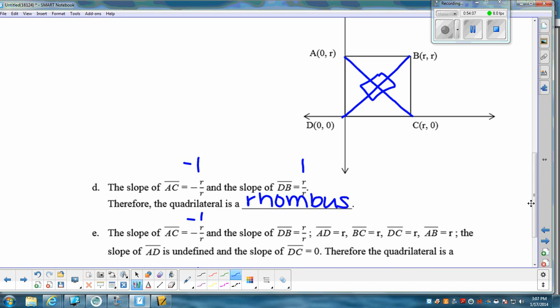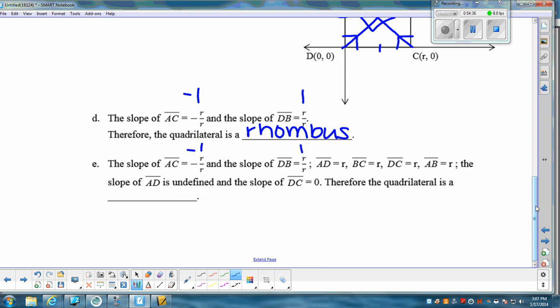Well, if we look at the information we have in the next problem, we again know that AC has a slope of negative 1 and DB has a slope of positive 1. We know that all of our sides have a length of r, so they're all congruent. That still tells us it's a rhombus. And then when we look at the rest of the information, we know that AD has an undefined slope and DC has a slope of 0. Those are considered our opposite reciprocals. So we have a horizontal and a vertical line, which means we have 4 90-degree angles, which makes this a square. And then we are finally on the last problem.